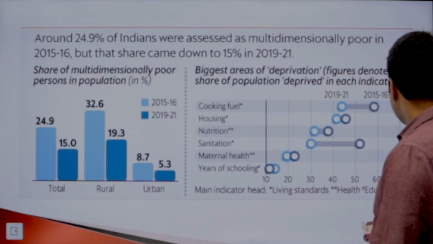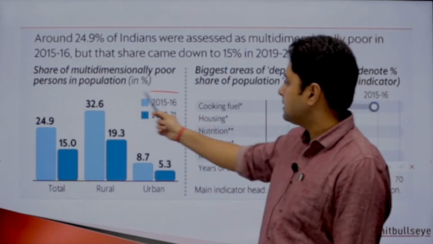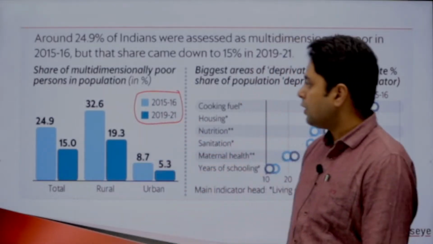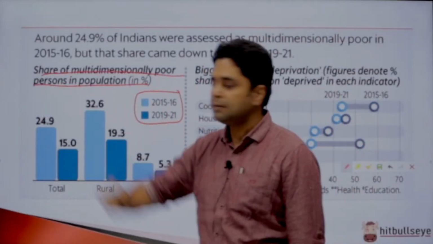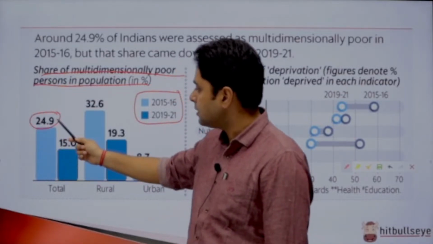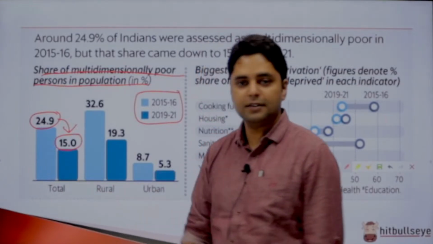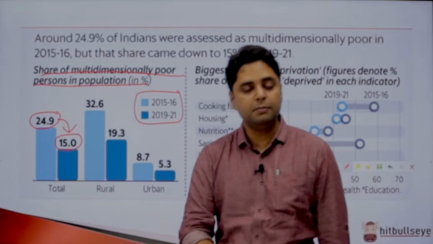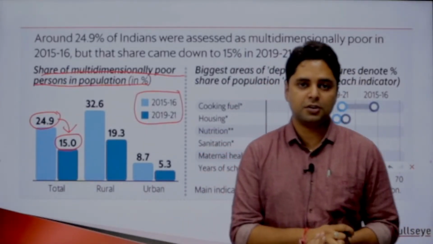So this is the most important finding of this index, and as you can see, this is a comparison of these 2 years, 2015-16 and 19-21. So according to this, the share of multi-dimensional poor persons in population has gone down from 24.9% to 15.0%, and that is a straightaway 9.9% reduction, or you can say in other words approximately 10% reduction in poverty.